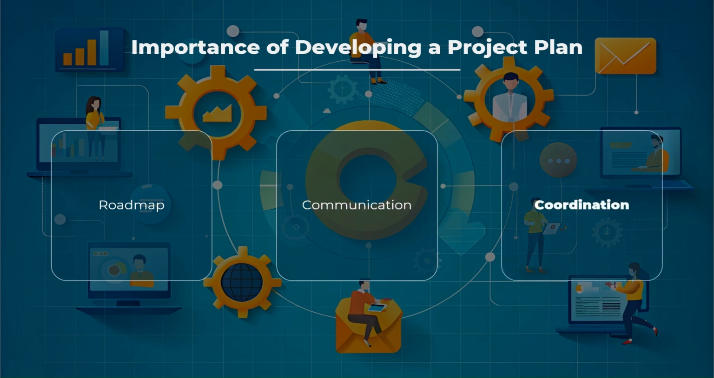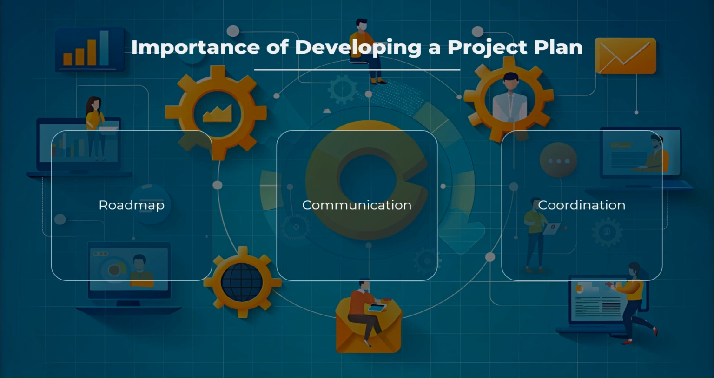Next, let's explore the role of smooth coordination in project planning. Coordination ensures all project elements work together harmoniously. By organizing tasks, roles, and responsibilities, you can avoid confusion and redundancy. Effective coordination helps manage dependencies and resources, ensuring each part of the project complements the others and progresses efficiently.